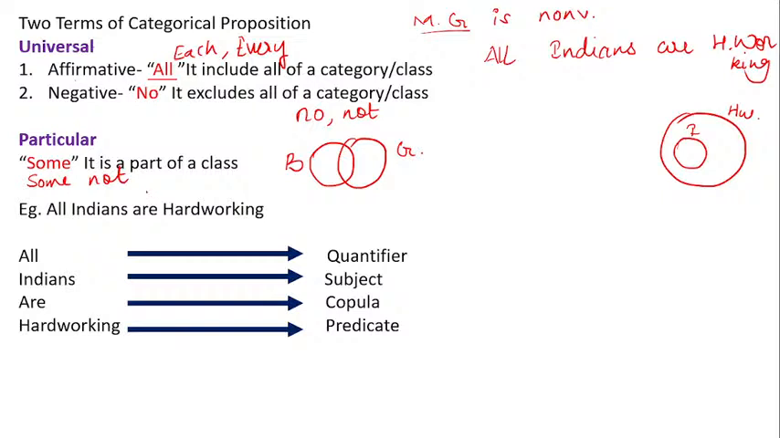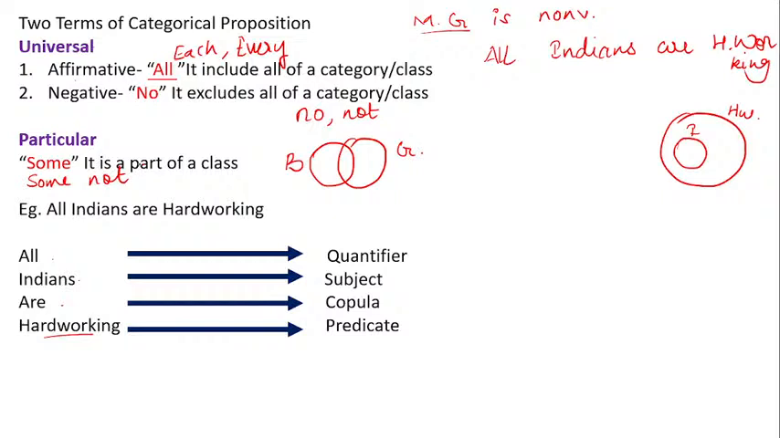Okay, so we have taken the example here. Again, I have taken it just to make things clear for you. All is the quantifier, subject is Indian, are is the copula, and hardworking is the predicate. So universal affirmative is those propositions that start with all, each and every. Universal negative is the one that starts with no. Particular affirmative starts with some, and particular negative starts with some not.